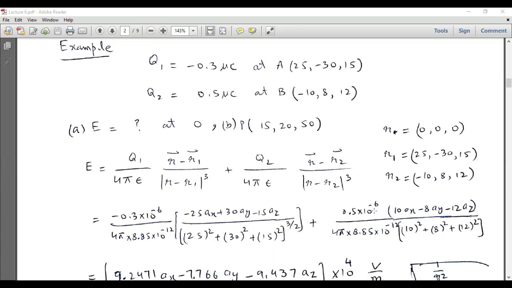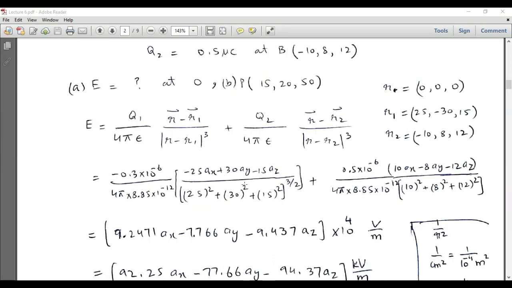So 0.5 times 10 to the power minus 6 divided by 4 pi epsilon, and 0 plus 10 square plus 0 minus 8 square plus 0 minus 12 square, and in the numerator 0 minus 10, 0 plus 0 plus 10, 0 minus 8, and 0 minus 12. After evaluating both these expressions, we will get the final answer as 9.2471 AX minus 7.766 AY minus 9.437 AZ.